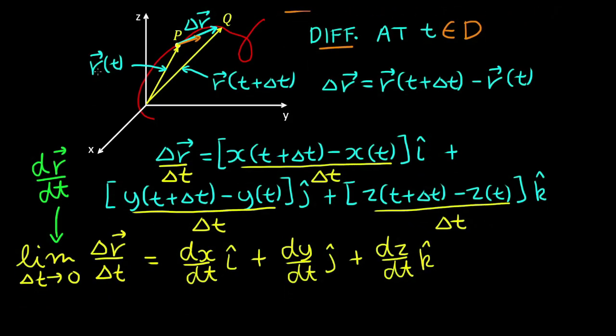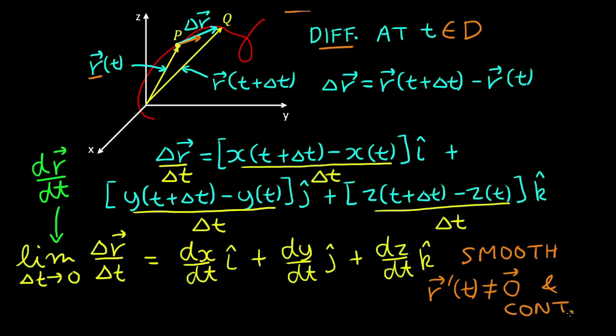And note that the curve traced by r is smooth if the derivative of r with respect to t, or r dash of t, is never equal to 0, and the derivative is continuous. So when r dash of t is equal to 0, the slope of the tangent to the curve becomes infinite.